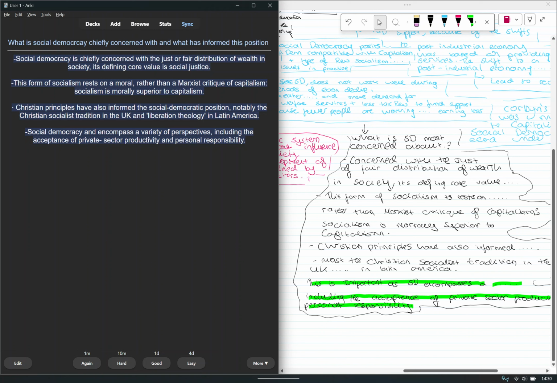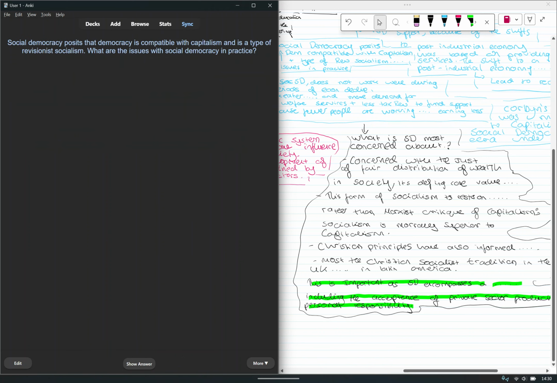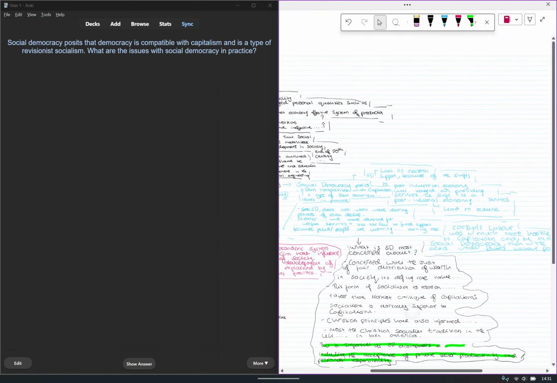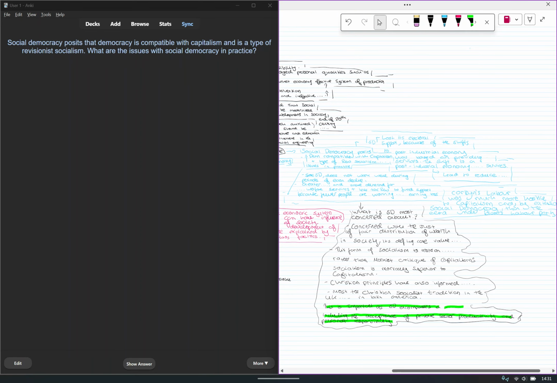So, to answer this question, here is a perfect essay plan paragraph. What they are most concerned with is sticking to their core values of social justice. This is because it rests on a moral critique of capitalism, and the belief that social democracy encompasses a variety of perspectives. Because people are moral, social democracy can succeed. Social democracy posits that democracy is compatible with capitalism, and is a type of revisionist socialism. Here is the flashcard for this.